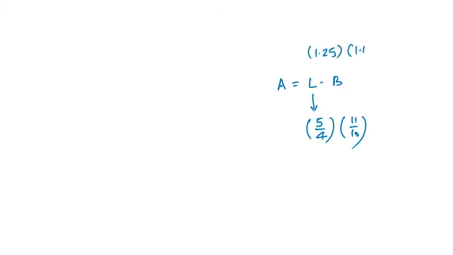Length of a rectangle increases by 25%. Now area is equal to length into breadth. So length increases by 25%, so 5 by 4. Breadth increases by 10%. So how much is that? 11 by 10. Otherwise I can write this as 1.25 into 1.1. How much is that? That is equal to 1.375. So I can therefore say increases by 37.5%. So the answer should be increases by 37.5%.